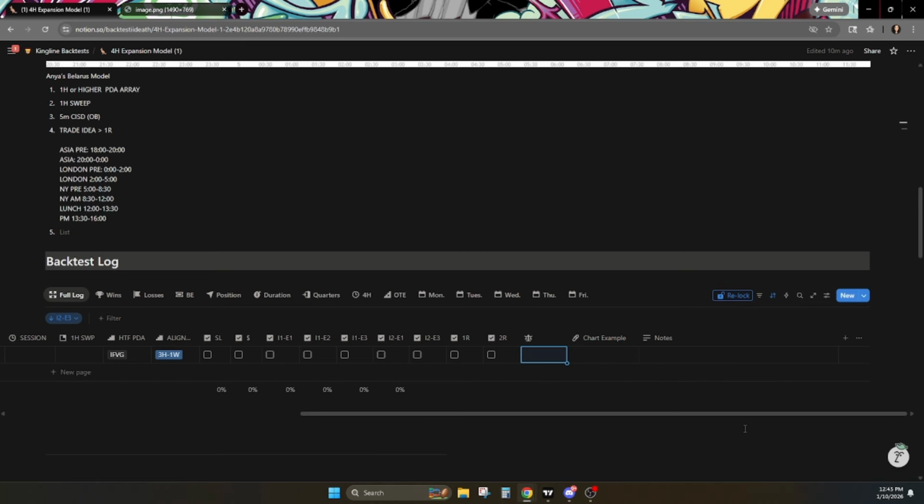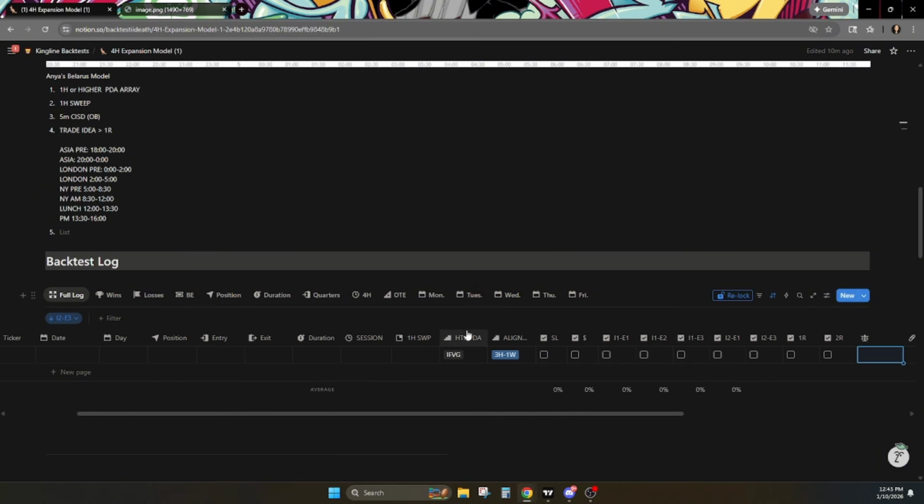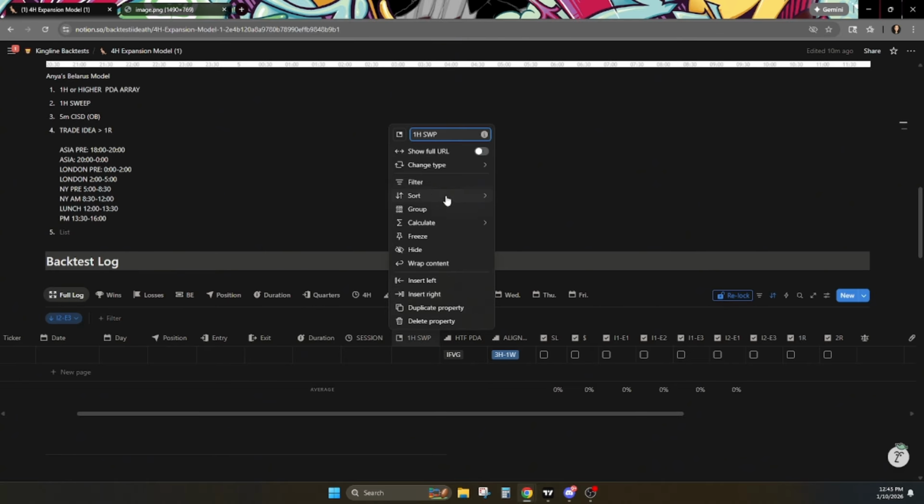All right, and then chart and notes. Is there anything else that you guys think we should track? We are missing the CISD. So hold on a second. I need to add a checkbox for the CISD. This should also be a checkbox. I don't know why it's not.